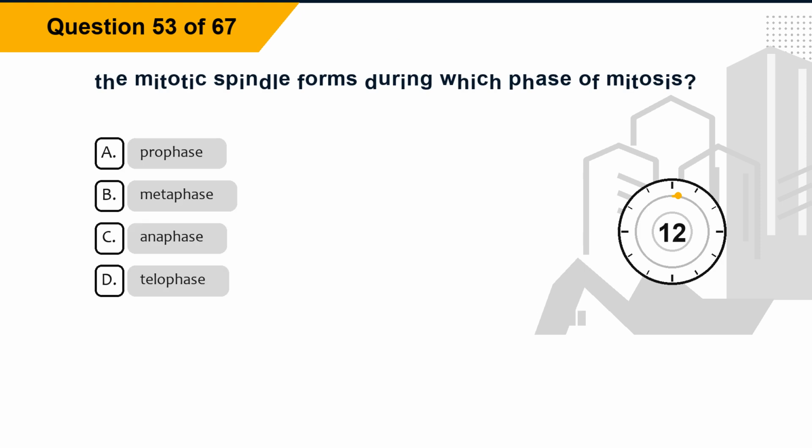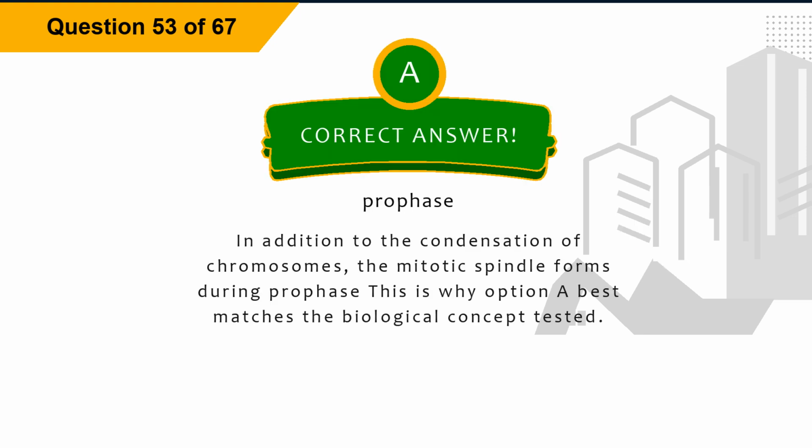Question 53. The mitotic spindle forms during which phase of mitosis? Option A, prophase. Option B, metaphase. Option C, anaphase. Option D, telophase. The correct answer is option A, prophase. Explanation: in addition to the condensation of chromosomes, the mitotic spindle forms during prophase. This is why option A best matches the biological concept tested.